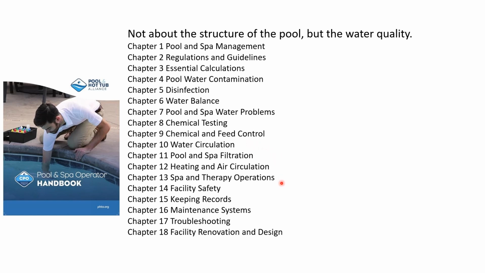Just the circulating components. And then of course, no book about pools would be complete without a chapter on safety, Chapter 14 here. And then of course there's going to be some record keeping and troubleshooting, what have you. So the Pool and Spa Operator's Handbook is about the water. The water and the circulation and some safety stuff. But the safety stuff is going to be in every book.